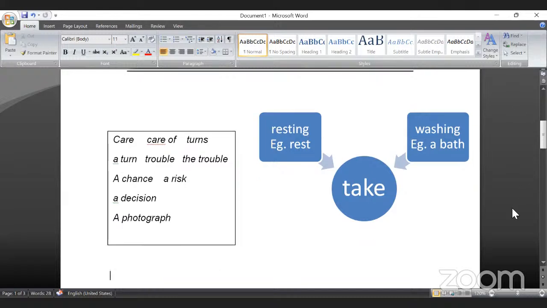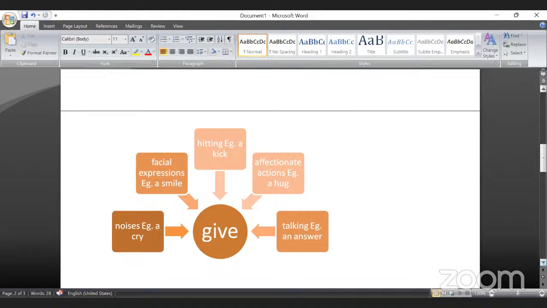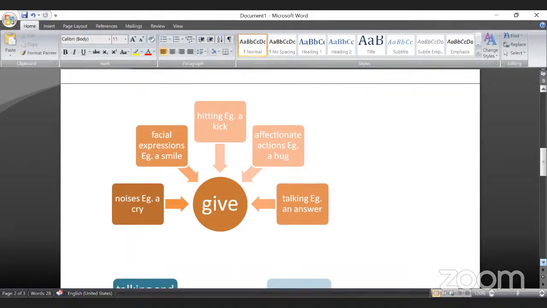So we have looked at have, we have looked at take. Now we look at the next delexicalized verb, which is give. Now, what is give used with? It can be used with nouns that are related to noises. So give a cry, as an example. What does it mean by that, ma'am? Give a cry, what does it mean?